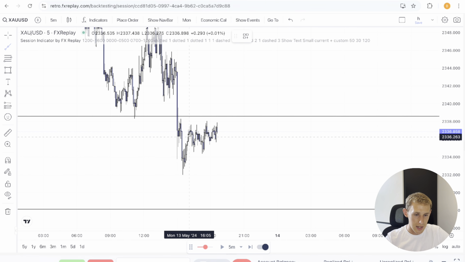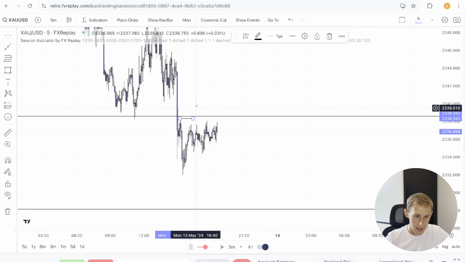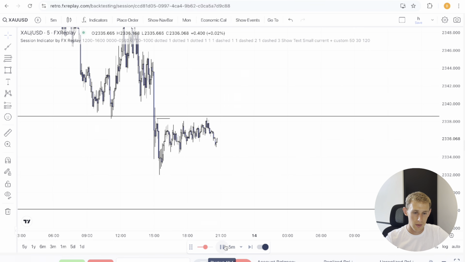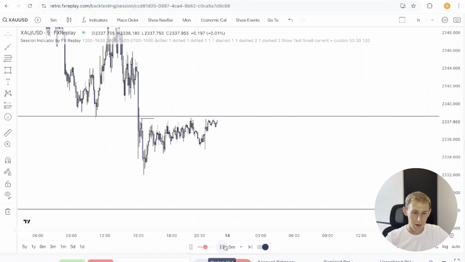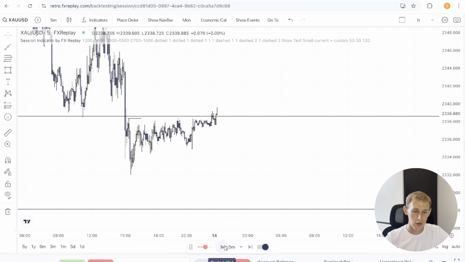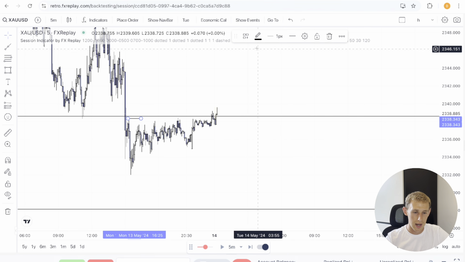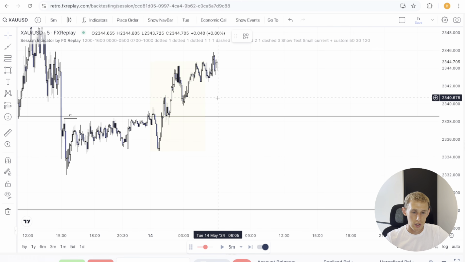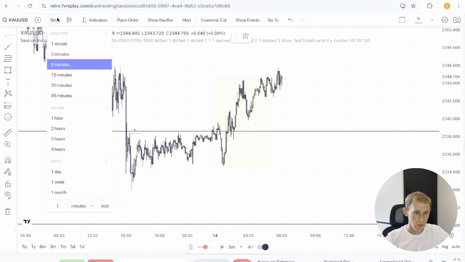So currently I would need to see it break above this structure, which is the current lower high, and close above it, by the way. I always need to see a closure above rather than just a wick above. So we have had that, but this is the Asian session, so let's jump to the next session. Cool, so Asia has pushed up.